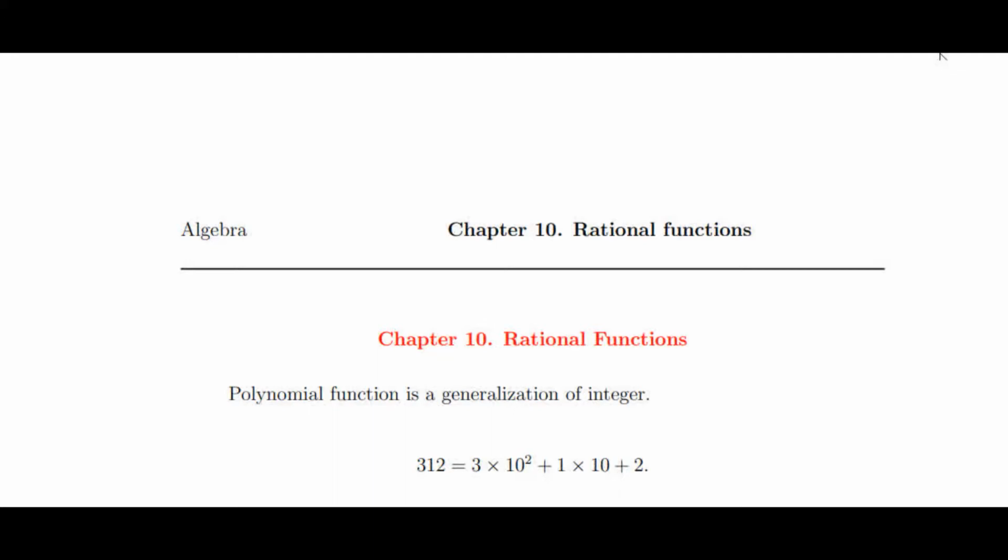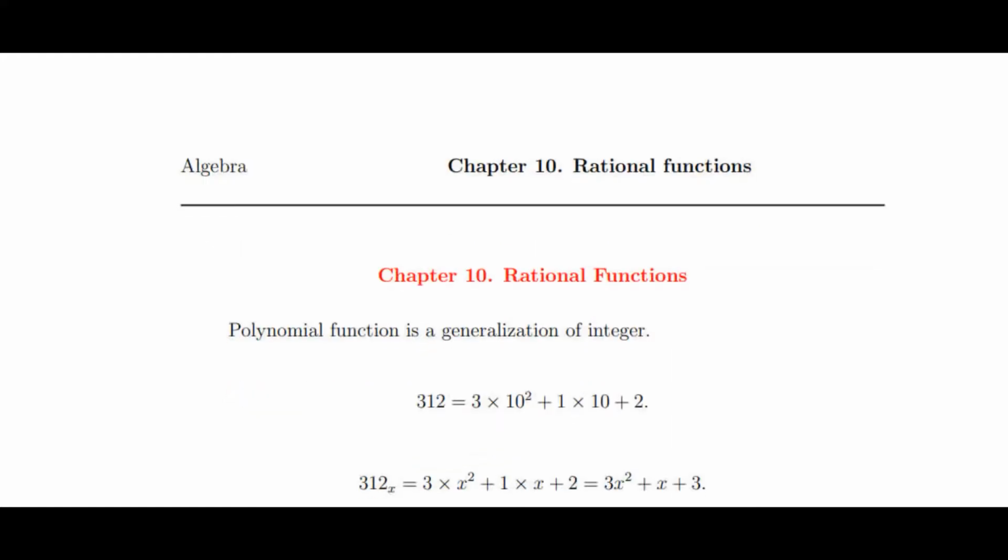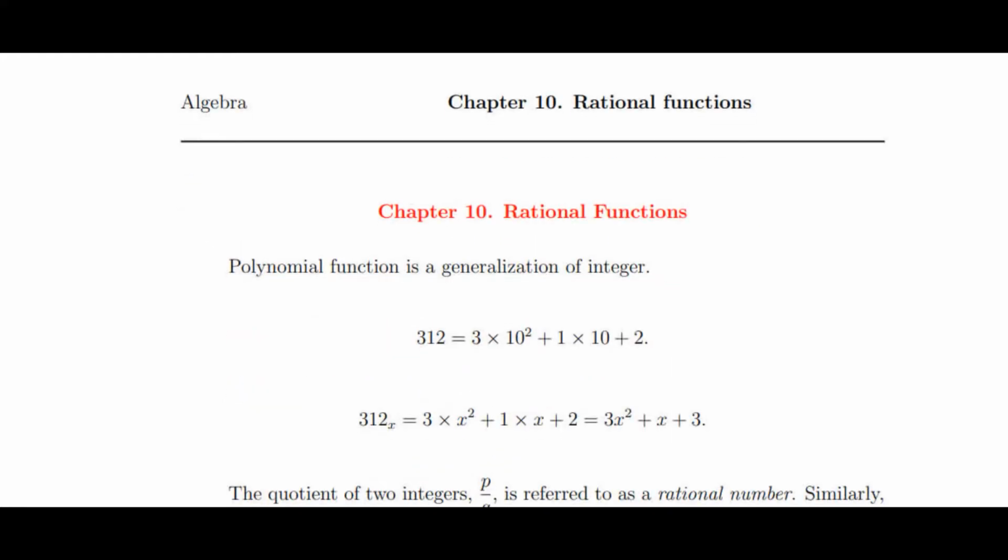Okay, so let's move to chapter 10, rational function. So what is a rational function? So let's review polynomial function. Okay, so we say polynomial function is a generalization of integers.